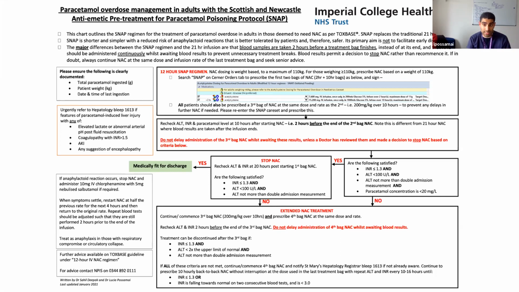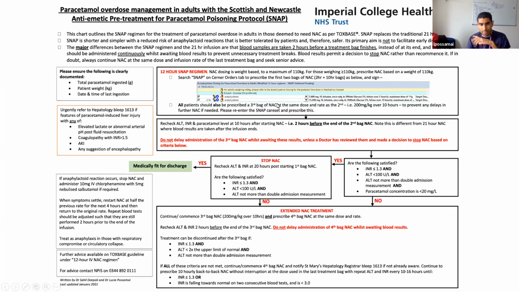You continue to give NAC whilst waiting for the results, even if this means starting a new bag. And then when you've got the results back, that allows you to make a decision to stop NAC. You'll see as we go through this that whenever the current treatment bag is running, you should make sure the next one is prescribed. And if you're ever in doubt, the safest thing to do is to continue giving NAC at the same rate of dose of the last bag and seek some senior advice.